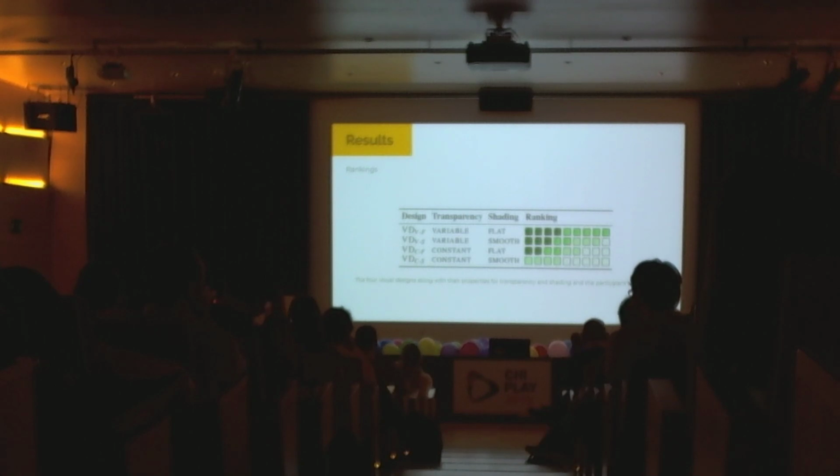So this table shows the results of the ranking, where the dark green boxes represent the first rank and the light green boxes represent the 4th rank. And the key difference to note here is that the one that had the variable transparency at the top and had the flat shading was only ranked as either 1st or 2nd, while the visual design with the constant transparency and the smooth shading listed at the bottom was only ranked as either 3rd or last.